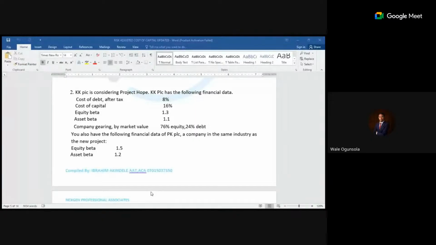I think the reason why we use a project-specific cost of capital is that if the company is trying to diversify, going to another line of business, the risk they might be facing in the old business might be different to the new line. So they have to use the risk that is associated with the new line of business. That's a very good one, and that is what I want to hear. Thank you so much, Wale. That shows that you're actually following the class.